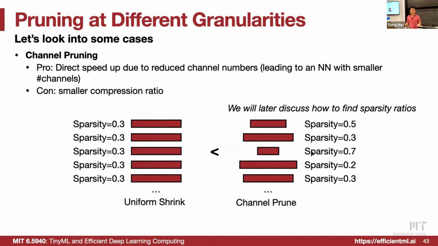And there are 2 ways. One is to do uniform shrinking. So for all the layers, you apply exactly the same sparsity, in this case, 30% sparsity. But that is usually not as good as having a smarter way to figure out the redundancy and sparsity for each layer individually. Like on the right-hand side, we will later discuss how to find the optimal sparsity ratio to allocate to different layers. We are going to talk about sensitivity analysis in the next lecture.